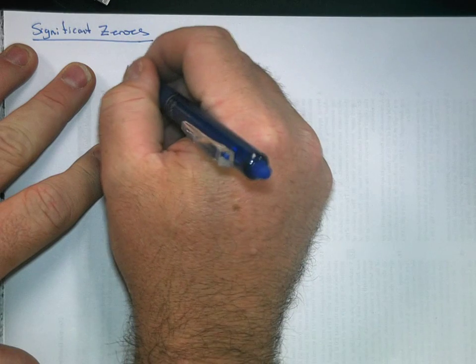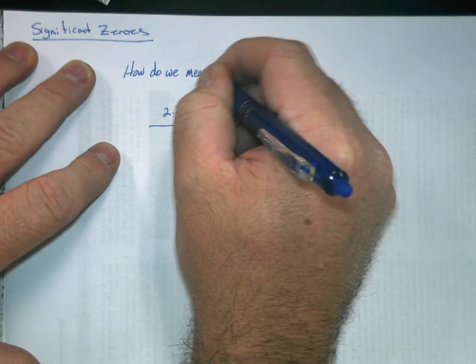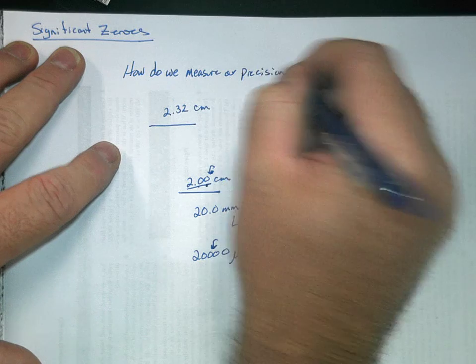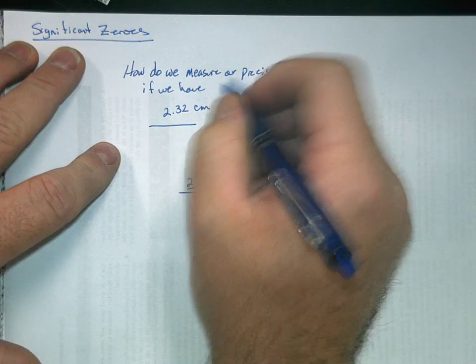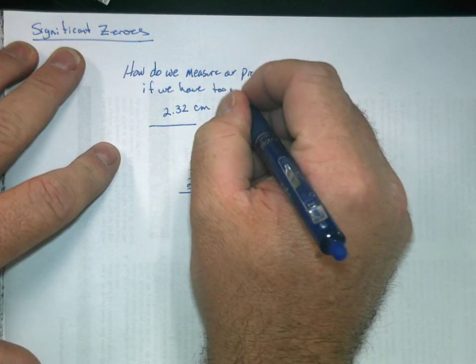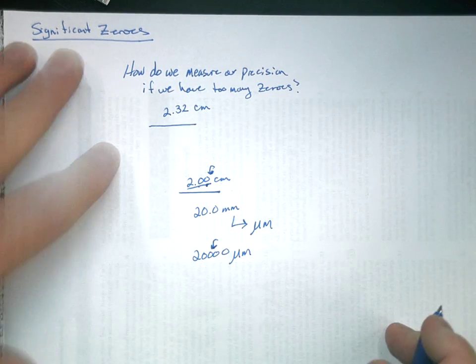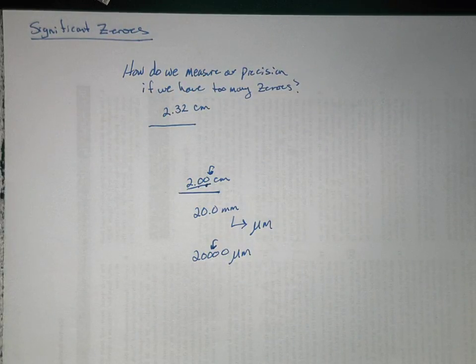How do we measure our precision if we have too many zeros? Because that's what's going on here. We have too many zeros right here. We stopped somewhere in the middle of them for the precision of our measurement. This happens sometimes. So how do we account for this?